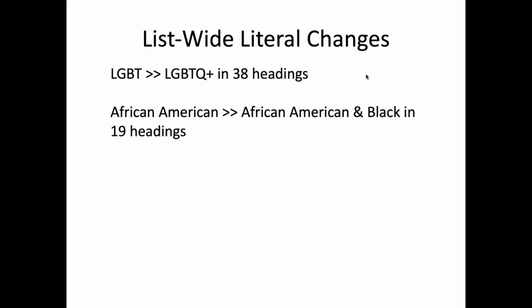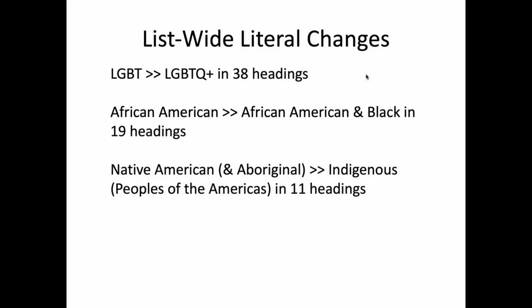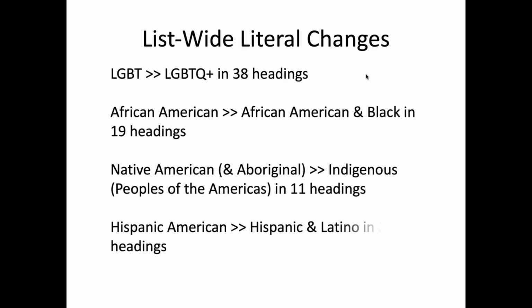For African American, we changed that in 19 headings to African American and Black. For Native American, sometimes it's Native American and Aboriginal. We changed that to either, in some headings, Indigenous, in some headings, Indigenous Peoples of the Americas. And we changed that in 11 headings. And then we changed Hispanic American to Hispanic and Latino in 3 headings.